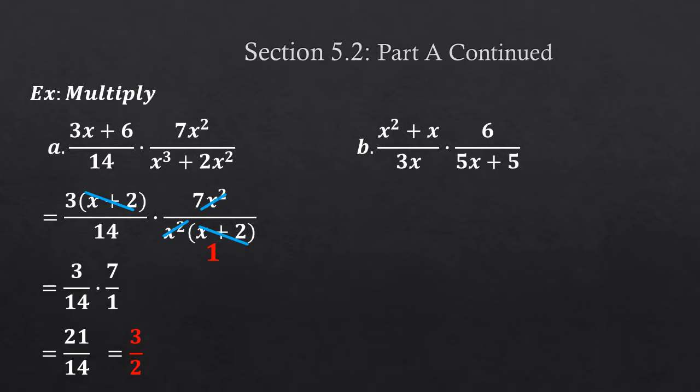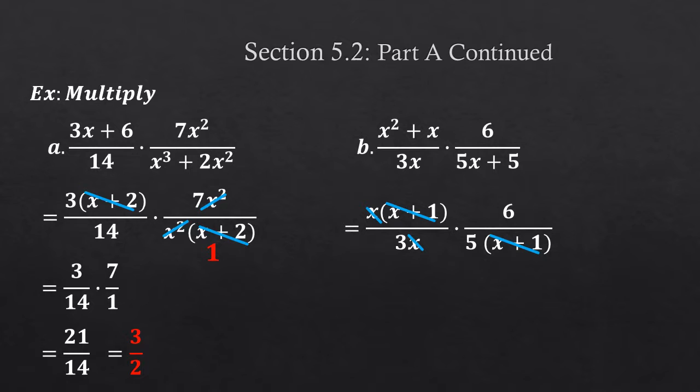Same example, same process. The numerator of the first fraction has a GCF of x in common, and the denominator of the second expression has a 5 in common. So therefore, if I factor x from the numerator of the first fraction and factor out a 5 from the denominator of the second fraction, I will get this. X times x plus 1 over 3x times 6 over 5 times x plus 1. The x plus 1's cancel. Also, you'll notice the x's cancel.